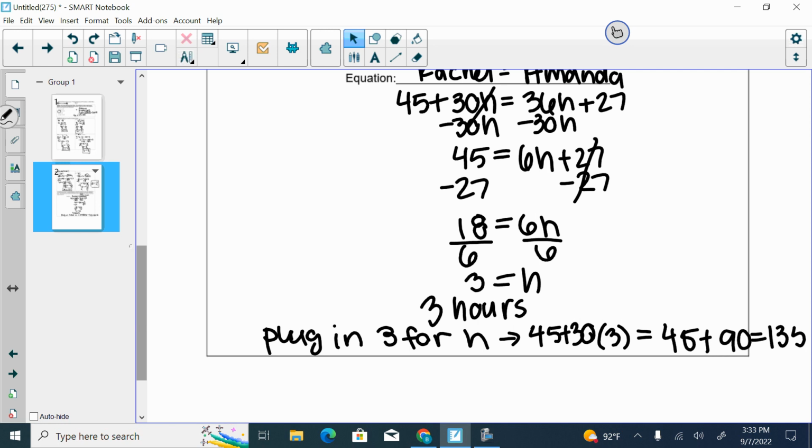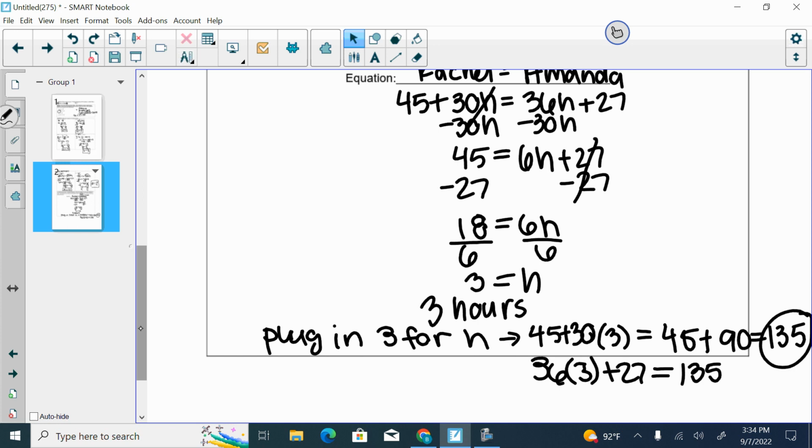And 90 plus 45 would be 135. Very good. And we also could plug it in for Amanda, but what did we know was supposed to be true about Amanda and Rachel? They're equal, right? So for both of them, it should be 135 bulbs. Okay? All right. If you actually plugged it in for Amanda as well, that would have been 36 times 3 plus 27, which is also 135. So it did work out. They both planted 135, and it took 3 hours for them to be equal.